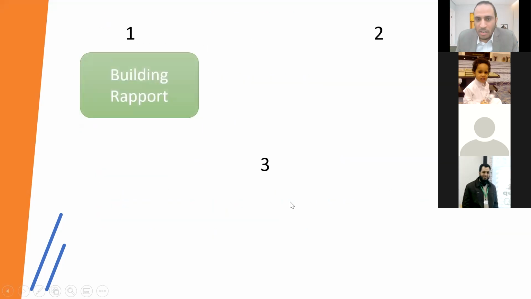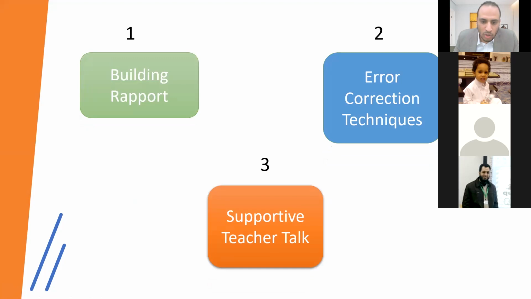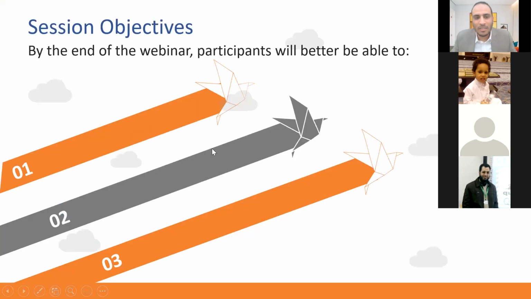So we have 3 main topics today. The first one is building rapport, which is a good relationship with the students. The second one is error correction techniques and styles, how to respond to the learners' errors. And the third one is supportive teacher talk. We will be dealing with 3 areas: elicitation, grading language, and echoing. Are you ready? Yes, we're ready. Here we go.